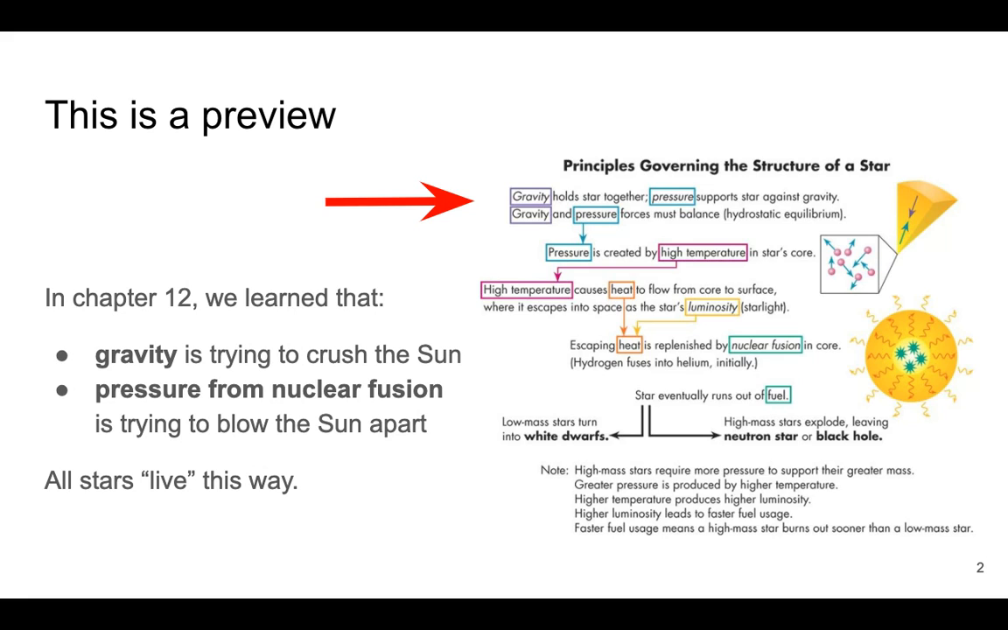So back in chapter 12, we learned that gravity is trying to crush the sun, and pressure from nuclear fusion is trying to blow the sun apart, and all stars live this way. So what does it mean for a star to live? We're going to say that a star is alive when it's fusing smaller, lighter elements into heavier elements in its core. That's what it means for a star to be alive. And once that stops, the star is dead.